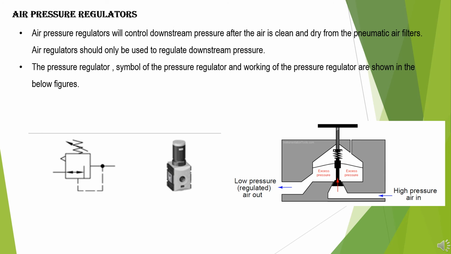Air pressure regulators. Air pressure regulators will control downstream pressure after the air is clean and dry from the pneumatic air filters. Air regulators should only be used to regulate downstream pressure. The pressure regulator, symbol of the pressure regulator, and working of the pressure regulator are shown in the below figures.